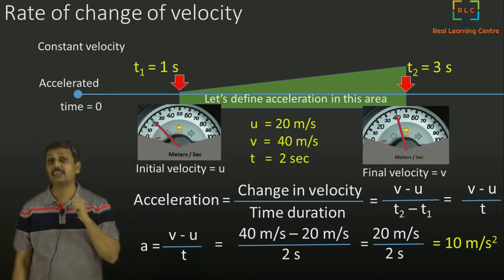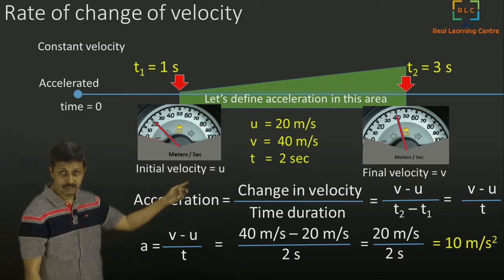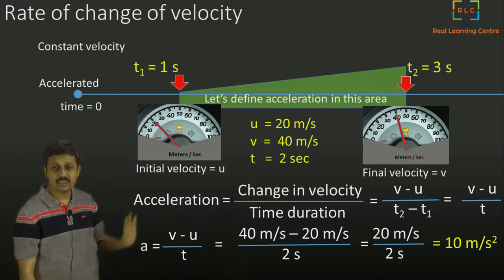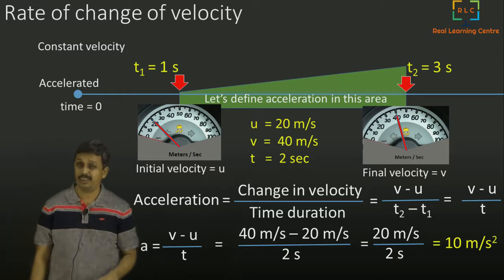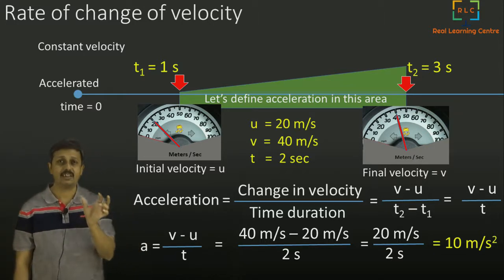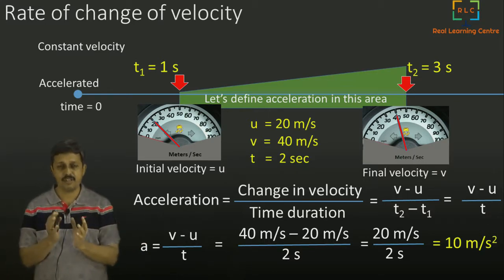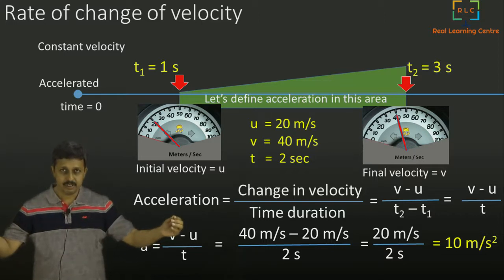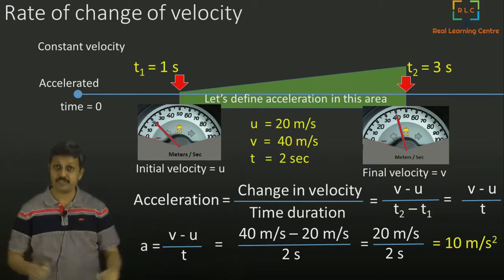I wrote the word second square because there is a second in the numerator, meters per second, and in the denominator one more second. So these 2 seconds multiplied together will give second square. So what does it mean? We'll see. Meters per second square is the unit of acceleration. Whenever you want to specify acceleration, you have to say meters per second square. When you specify length, you say meters. When you specify velocity, you say meters per second. When you specify acceleration, you say meters per second square.